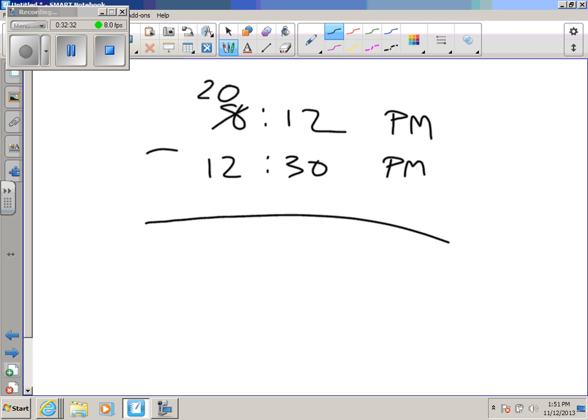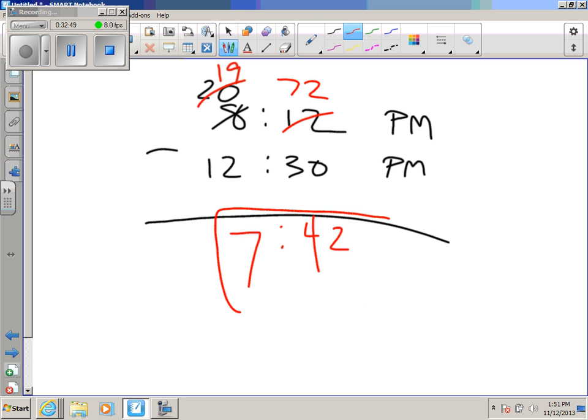Now, again, presented with the same problem. I don't have enough in the minute column. So now I got to make that 19, add 60 to the 12, 72. So 42, 7 hours and 42 minutes. No thank you.